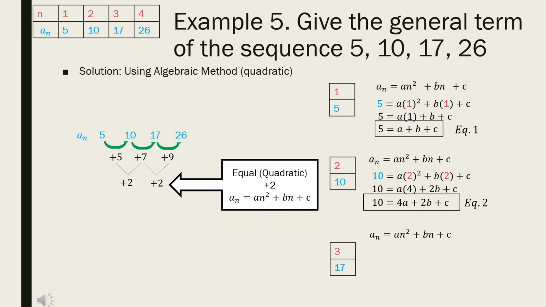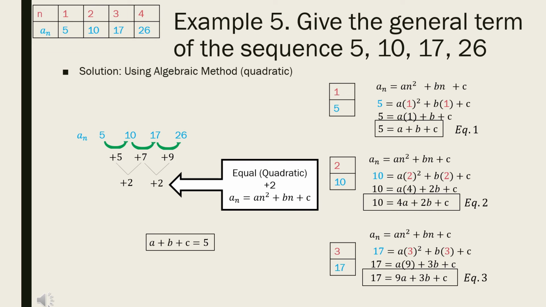Next, our third pair is 3 and 17. 17 is the value of our a sub n. So 17 is equal to a times 3 squared plus b times 3 plus c. Then just simplify. 3 squared, or 3 times 3, is 9, and b times 3 is 3b. Multiply a times 9, and we have 9a. Thus, our equation 3 is 17 is equal to 9a plus 3b plus c.